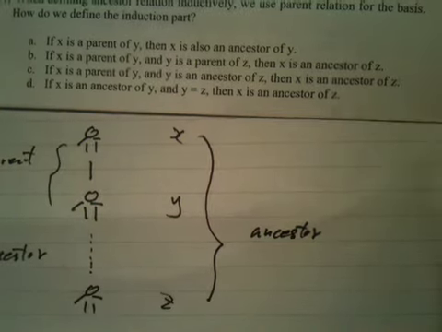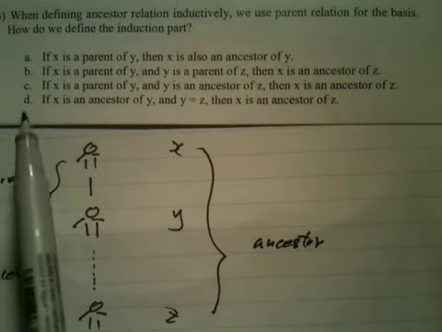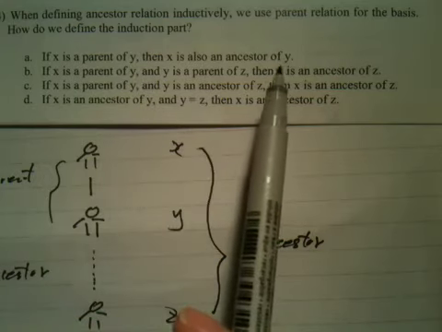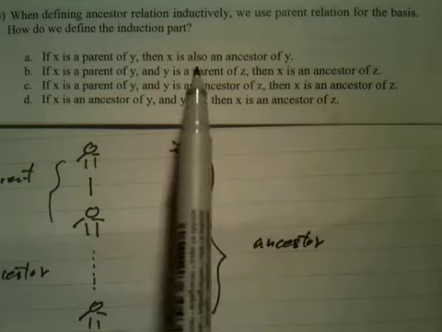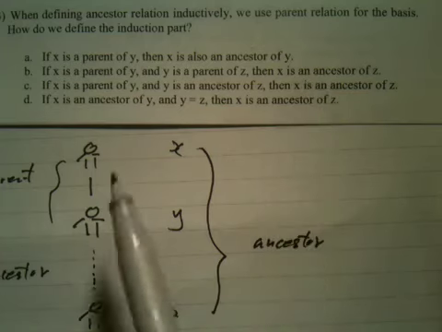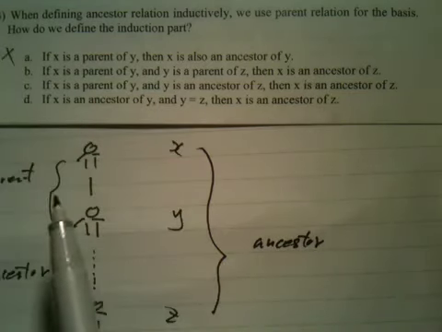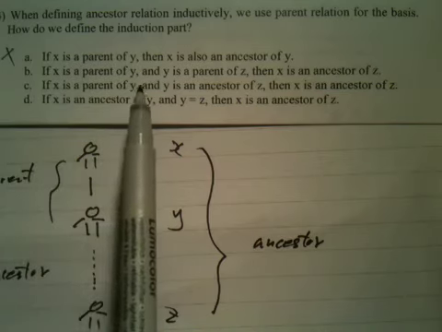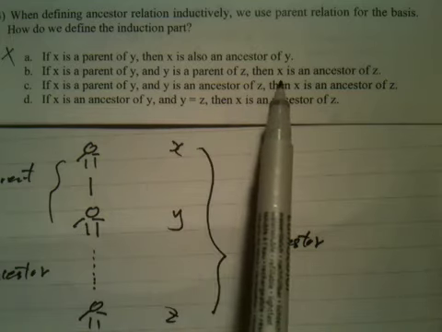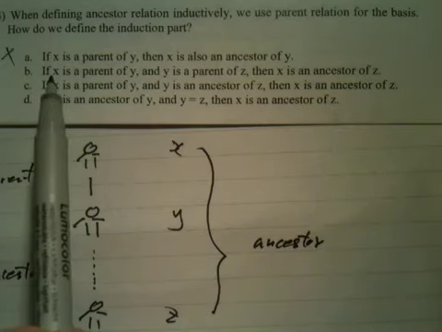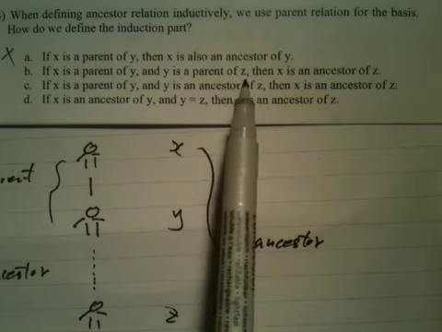Now go back to our four choices. Answer A says if X is the parent of Y, then X is also an ancestor of Y. It is a correct statement, but this is not an inductive definition. There's no induction happening at all, so that is wrong. The second one, answer B: if X is the parent of Y and Y is the parent of Z, then X is an ancestor of Z. It's also correct, yes, in this case X is a grandparent of Z. But again, we don't use induction here.